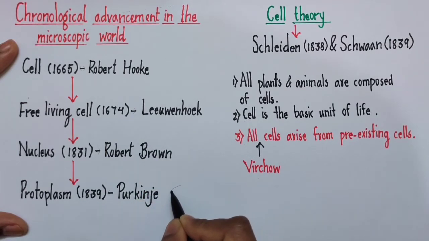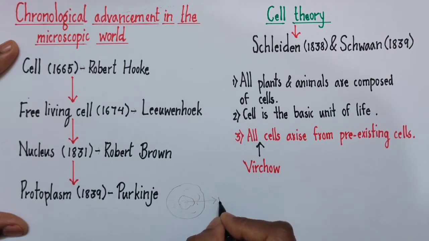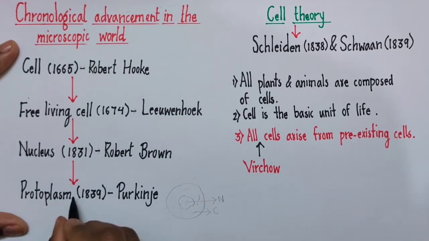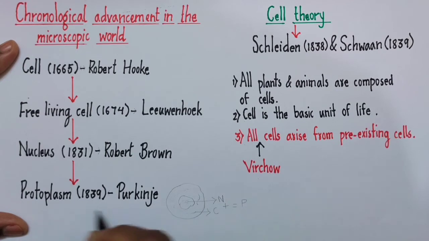So if this is your cell, okay, it has a nucleus, right? So here also fluid is there, here also fluid is there. So the entire fluid portion is called protoplasm. The fluid which is there inside this nucleus is called the nucleoplasm. Okay, and the fluid which is present all around the nucleus in this region is called the cytoplasm. So what is protoplasm? Protoplasm is nucleoplasm plus cytoplasm. This gives us protoplasm. So this is according to him.